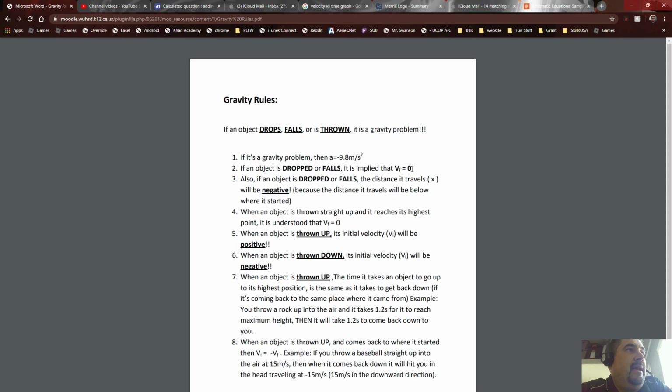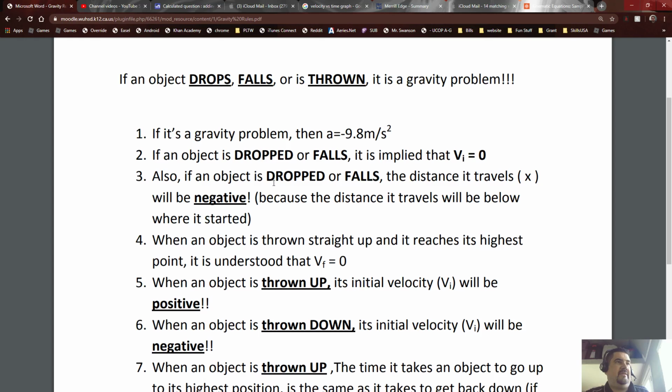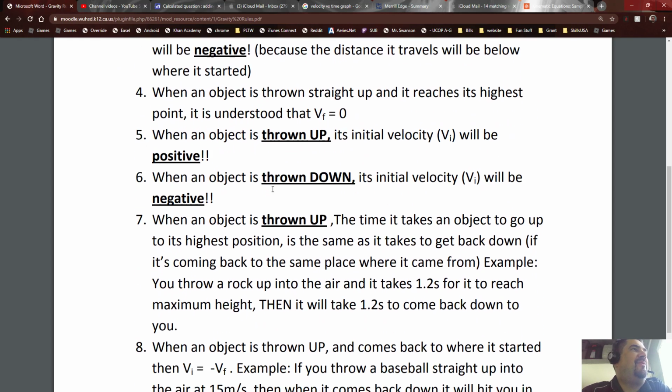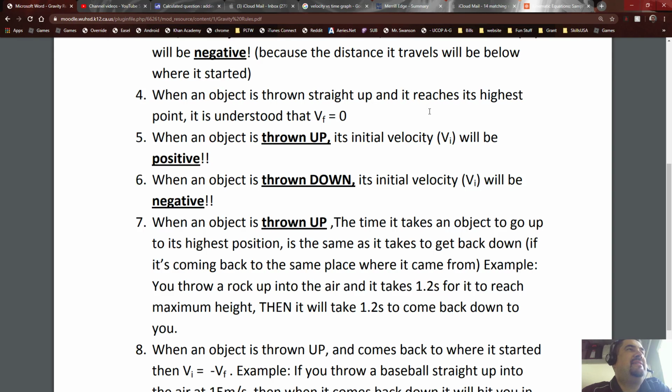So number 4, when an object is thrown straight up, let me see if I can zoom in a little bit for you guys. There you go. Look at that. When an object is thrown straight up and it reaches its highest point, it is understood that VF is 0. So if I throw something upward and it leaves my hand with a positive speed, obviously because I threw it up, the initial velocity is positive. If I ask what is its speed at its highest point? Finally, its speed up there will be 0. It may move on from there, but I'm just talking about at that point, it's 0.